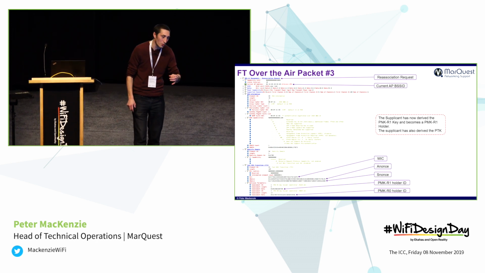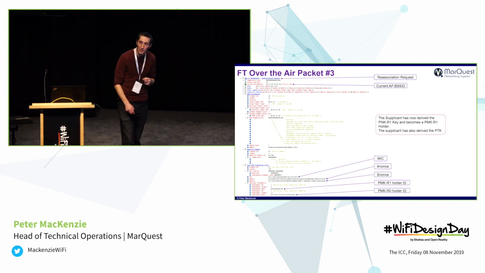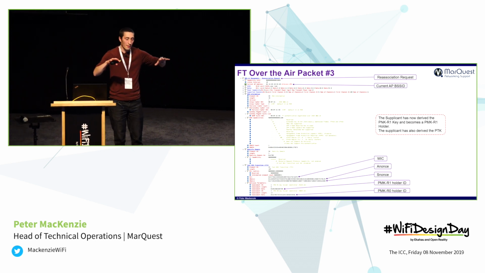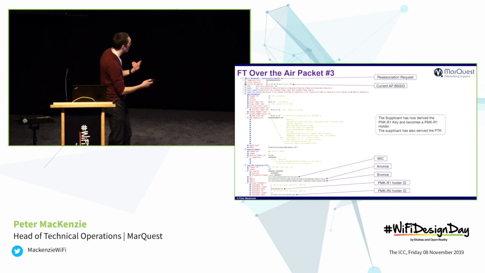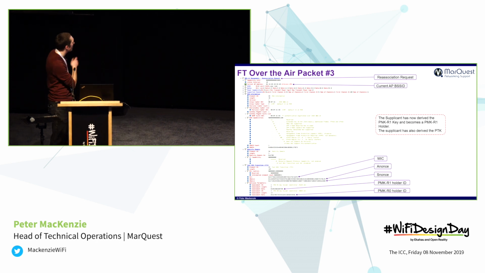But it can also use it to generate a MIC. So they've exchanged nonces, they've generated a key, and now they can say, hey, this is my MIC, so you can confirm I've got the same key. And they both exchange MICs. So we see a MIC in this packet.